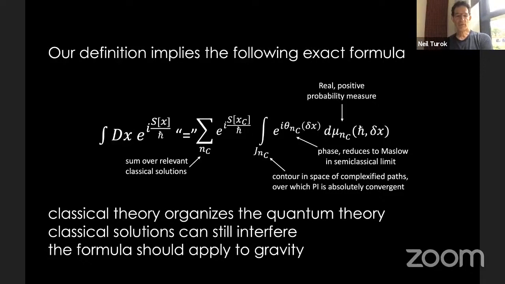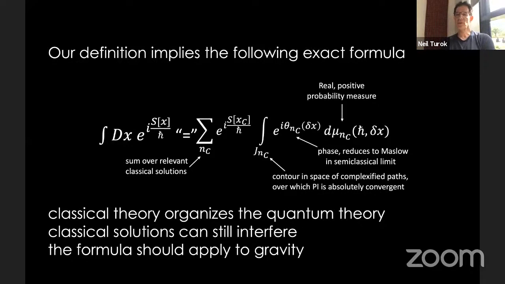And then on the right, this is the answer: you find all the relevant classical saddles. They may be real, may be complex. There's a definite way to do that. You have to sum over all of them, and I'll show you very simple examples where the sum is infinite. Then there's a phase factor, which is just the action of the classical solution. And then there's this integral over the Lefschetz thimble. That integral turns into a real positive probability measure, in the sense of measure theory. It's a well-defined measure. There's a phase, which reduces to the Maslov phase with the Maslov index in the semi-classical limit. All of this is integrated along a contour in the space of complexified paths over which the path integral is absolutely convergent. So it's an interesting formula.